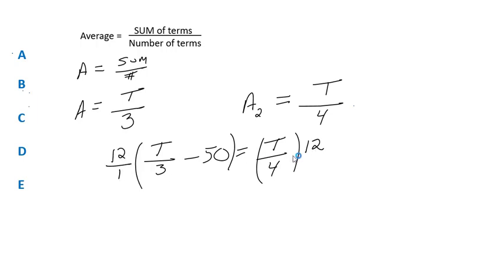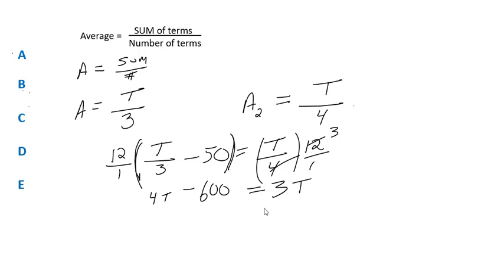Of course, 12 is the same as 12 over 1. Now here's an easy mistake to make on the left-hand side. 3 goes into 12 4 times, so that's 4T. An easy mistake is to then multiply 4 by negative 50. We're multiplying this entire quantity, T over 3 minus 50, by 12. 12 times T over 3 is 4T. 12 times negative 50 is minus 600. And that equals, 4 goes into 12 3 times, so that equals 3T.